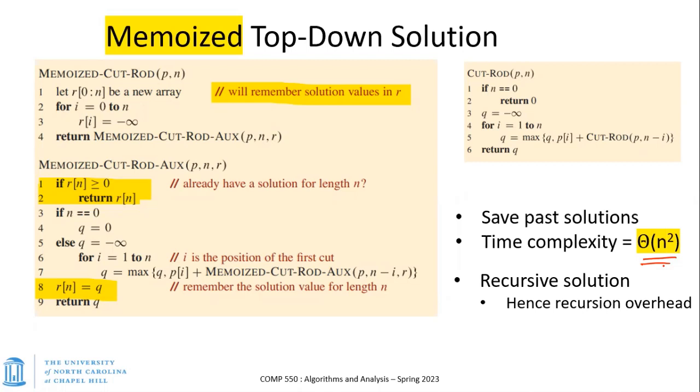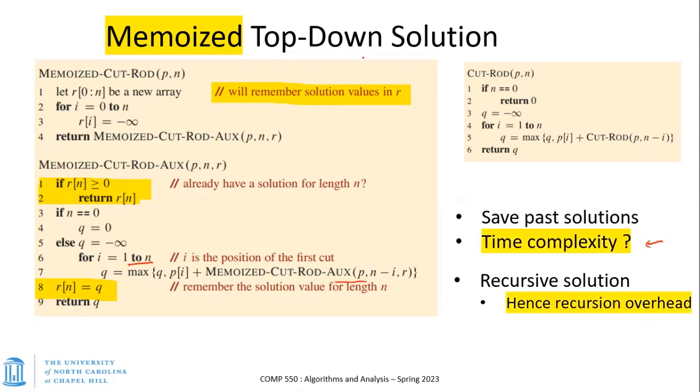So that was the memoized top-down solution. Now, one of the problems here is that there is a bit of a recursion overhead. As you know, in recursion, you use up stack space and all of that, and it takes up more processing time. So can we improve this?